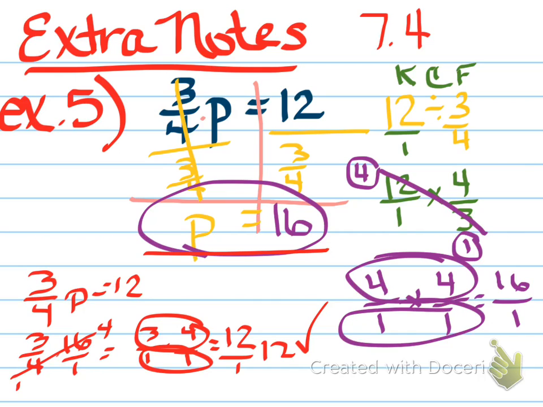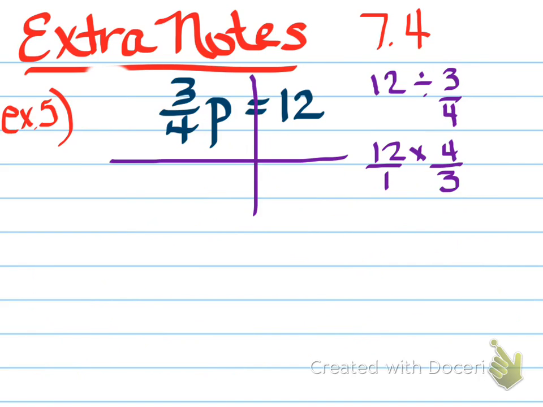I'm going to show you the next example. Actually, I'm going to start over this example, and I'm going to tell it to you in a different way. So please write this example again. 3/4 times P equals 12. All right, guys, so I want to give this to you in another way, because if you can learn this other way, it'll be so much faster than having to write out 12 divided by 3/4 and doing KCF.